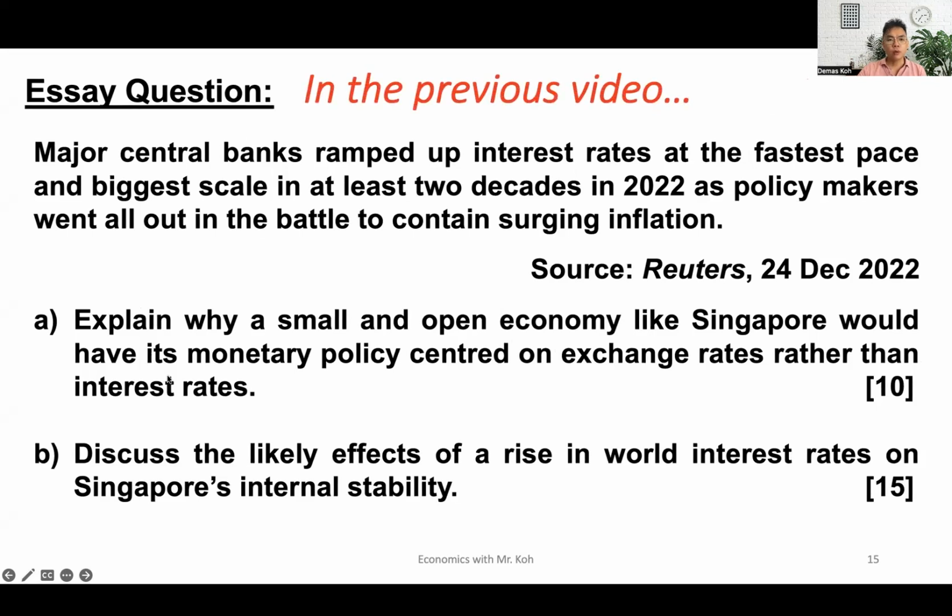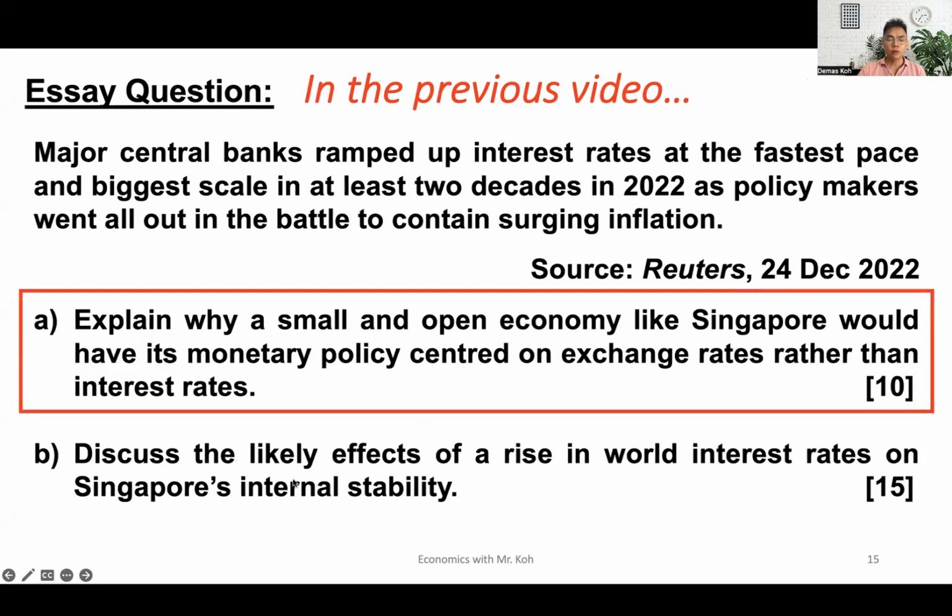In the previous video, I went over part A, explained why a small and open economy like Singapore would have its monetary policy centered on exchange rates rather than interest rates. So in this video, we will be going over part B, discussing the likely effects of a rise in world interest rates on Singapore's internal stability. That's a 15-mark question, higher order, and requires evaluation or synthesis.